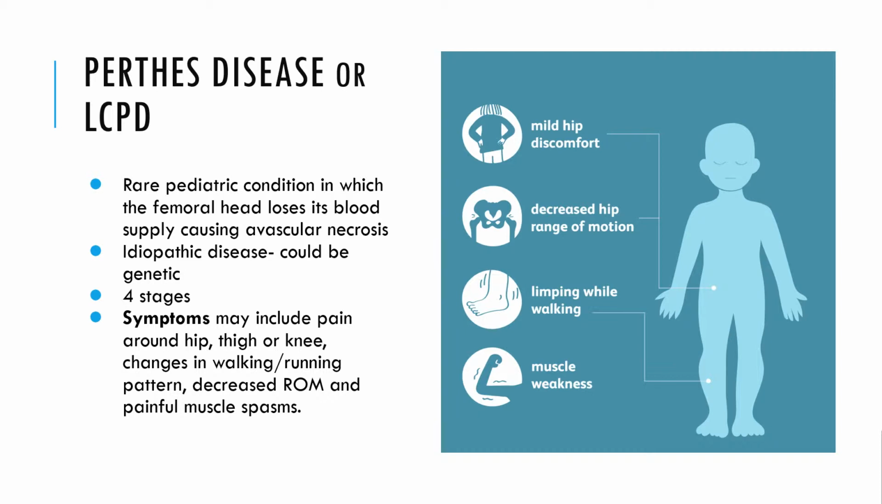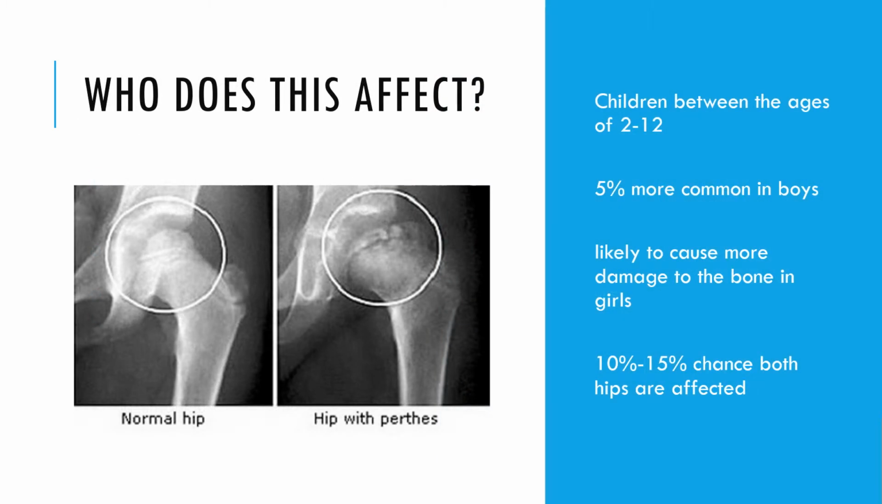Some symptoms may include pain around the hip, thigh, or knee, changes in walking or running pattern, decreased range of motion in lower extremity or extremities, and painful muscle spasms. Perthes disease usually affects children of the ages 2 through 12, with a more common appearance in boys than in girls. However, the damage to the femoral head is more severe if found in girls than in boys. In most cases, only one hip is affected, but there is a 10 to 15% chance that both hips could be affected.